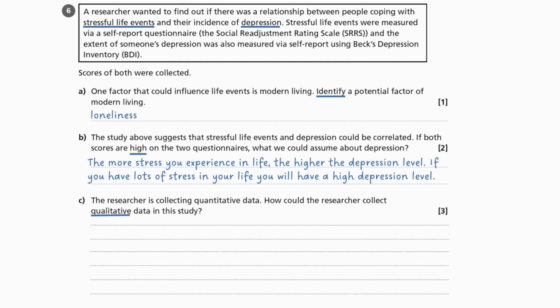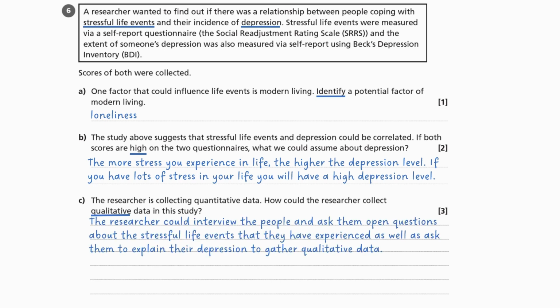Now, there's a few ways that you can gather qualitative data, and that's the more kind of subjective measures of information. So subjective is more about opinions and feelings and so on. Now, the researcher could interview the people and ask them open questions. Now, open questions gather a lot of wordy information, and qualitative information is to do with words rather than numbers. So they could interview the people and ask them open questions about the stressful life events that they've experienced, as well as ask them to explain their depression to gather qualitative data.